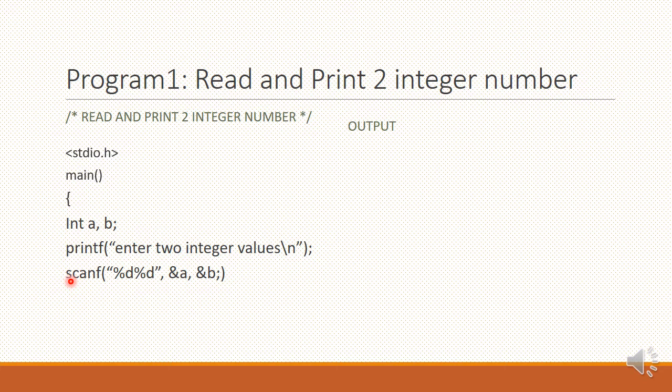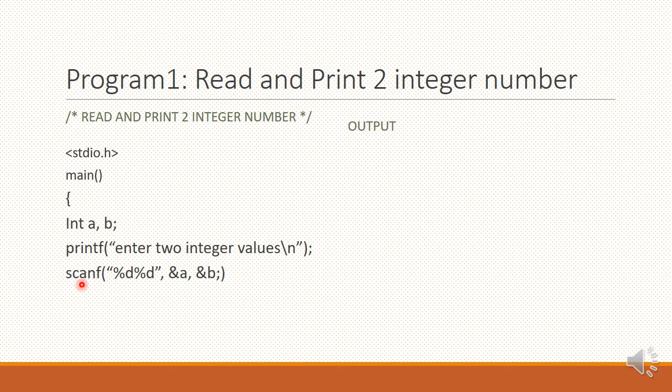Scanf is your input statement. Using this, you are going to read the data from the keyboard. This is one method of giving data to the program. Another method, which you studied in the last class, is using an assignment operator. Here you can directly give the values, that is a is equal to 4 and b is equal to 5.